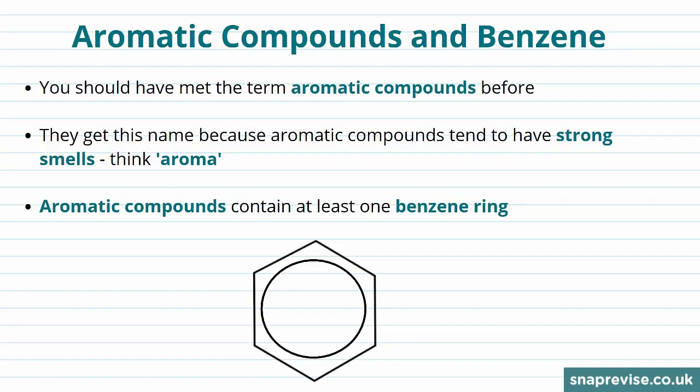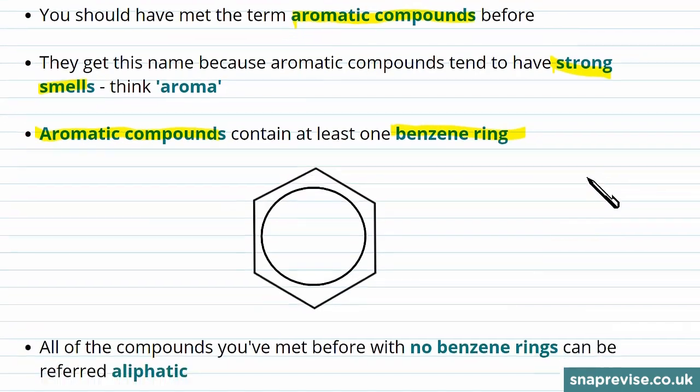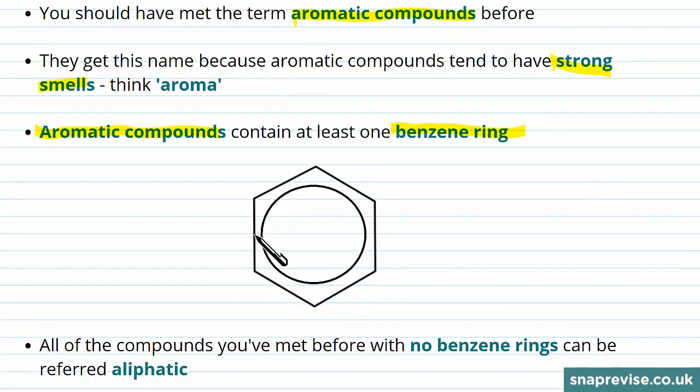Before we talk specifically about benzene and its structure, we're going to talk more generally about aromatic compounds, which is a term you should have met before. The aromatic compounds get their name because they tend to have strong smells. They come from the same root as the word aroma, which refers to usually pleasant smells. Aromatic compounds are compounds that contain at least one benzene ring. A benzene ring is shown here.